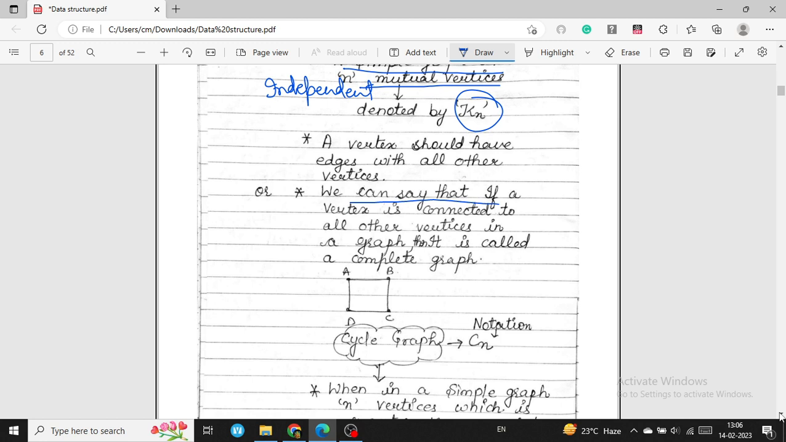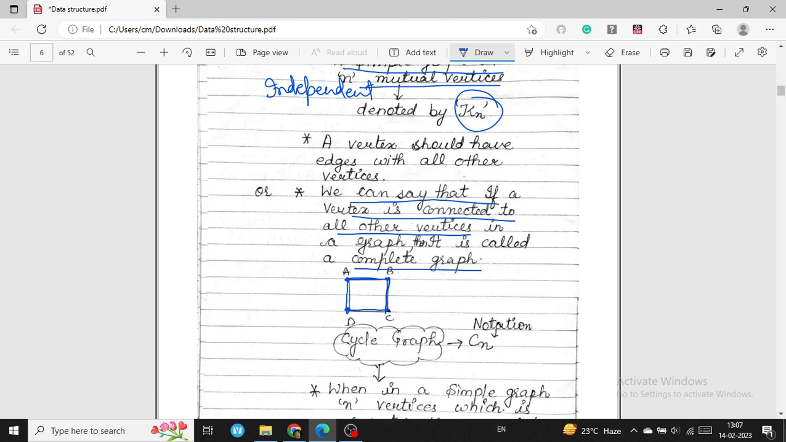We can say that if one vertex is connected to all other vertices in a graph, then it is called a complete graph. You can see here vertex A is connected with B and A is connected with D. On the other side, B is connected with A and B is connected with C, and C is connected with B and C is connected with D. So that is called a complete graph because each and every node in this graph is connected.